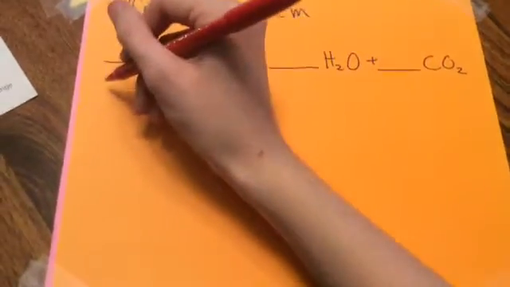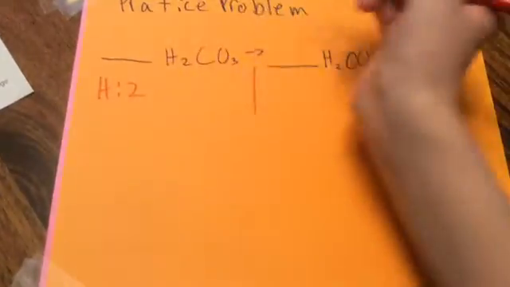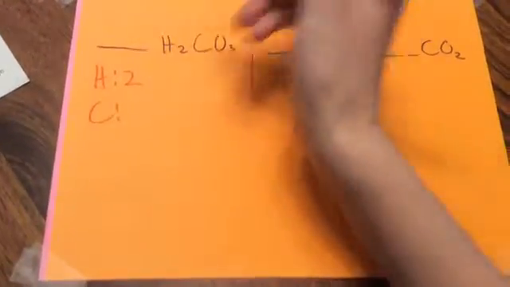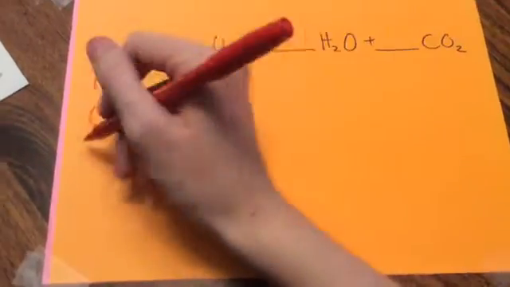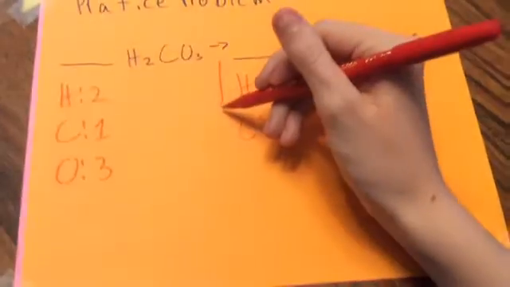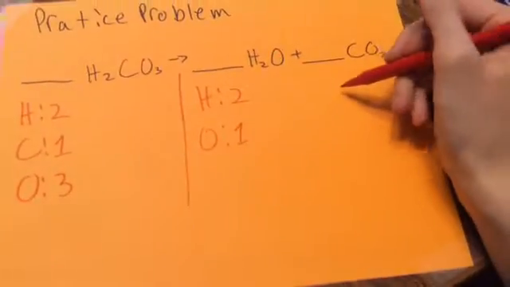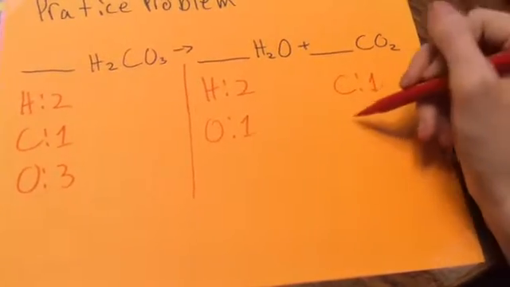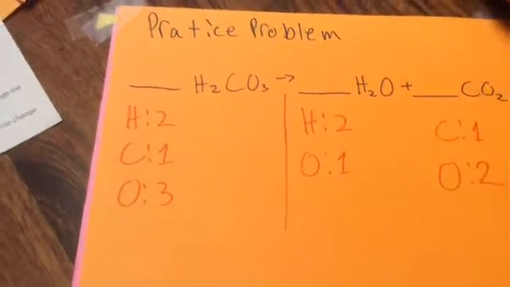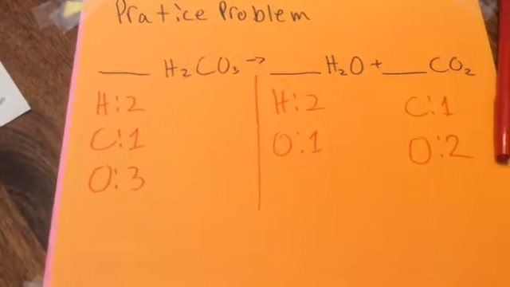So we're going to do a chart again. So H2, we have two atoms, we have one carbon, we have 3 oxygen, we have 2 hydrogen here, 1 oxygen here, 1 carbon, 2 oxygen. So let's find a pencil fast. Where are you, pencil?